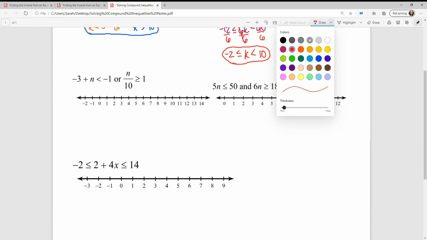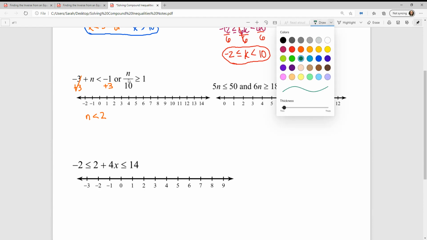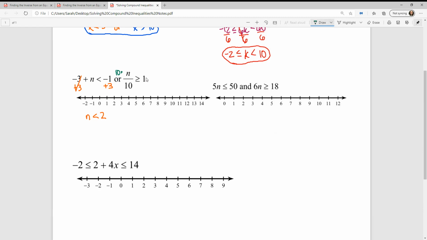The next couple are written as two separate inequalities, so we're going to solve them as two separate. So I'm going to start with this part right here. To get n by itself, I need to add 3 to undo minus 3. I get n less than 2. Pretty short and sweet there. To solve the other one, it's n divided by 10. To undo dividing by 10, I multiply on both sides by 10. I get just n here, greater than or equal to 1 times 10, which is 10. Okay, and the word or is in between.